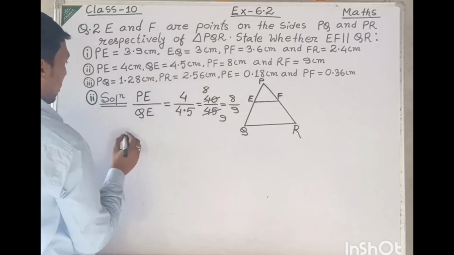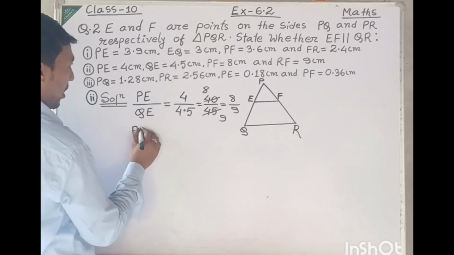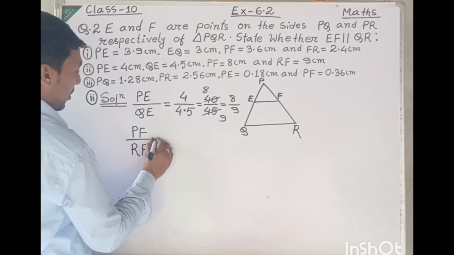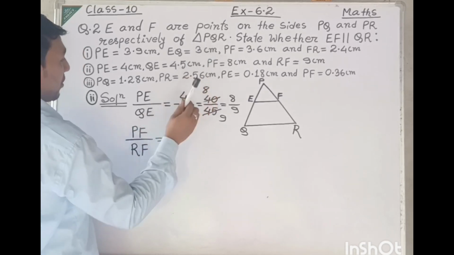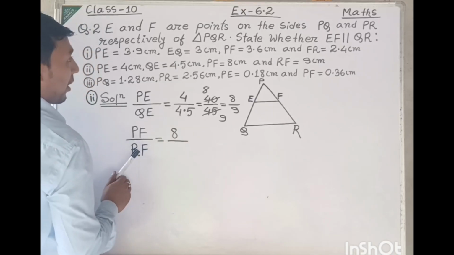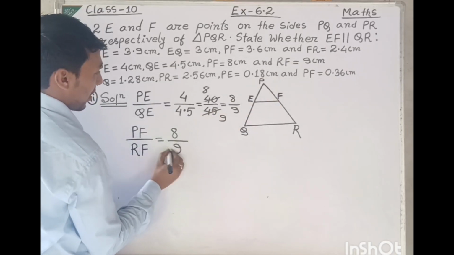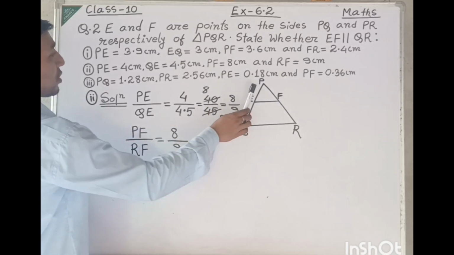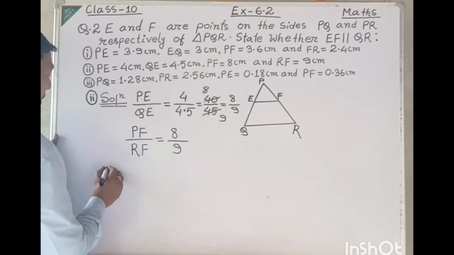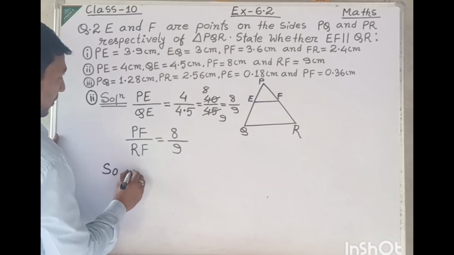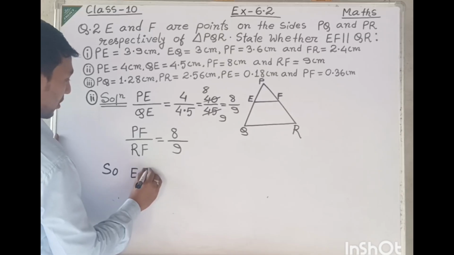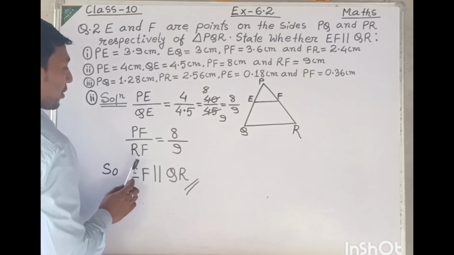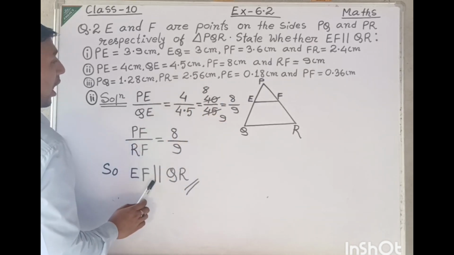Now this side ratio I'll compare. PF by RF equals, the PF value given is 8, so write here 8, and the RF value given is 9, so write here 9. Now you check 8 by 9 and here also 8 by 9. So these two side ratios are equal with each other. So I'll write EF is parallel with QR. If you get the same ratio value, then we'll say parallel, otherwise not.